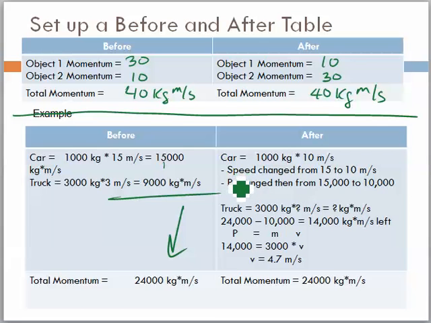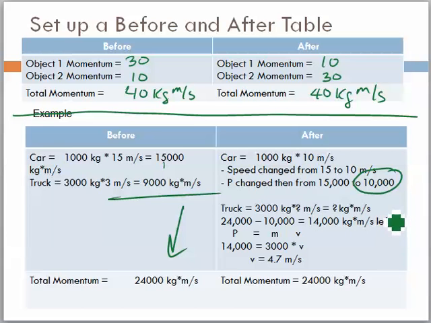After the collision, this car hit the truck. It was going faster than the truck. It runs into the rear end of it. All right, the car now has a speed of 10 meters per second. The speed changed from 15 to 10, so the momentum went from 15,000 to 10,000. That 10,000 is what's important. The truck had a mass of 3,000 kilograms, and its velocity has changed. But we know that it has to have 14,000 kilogram meters per second.